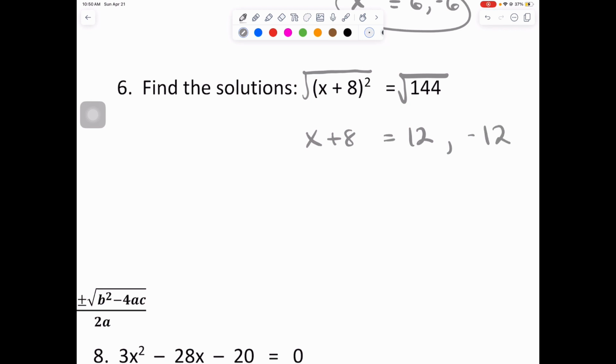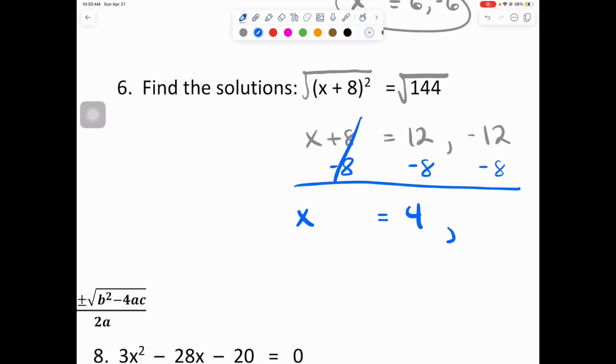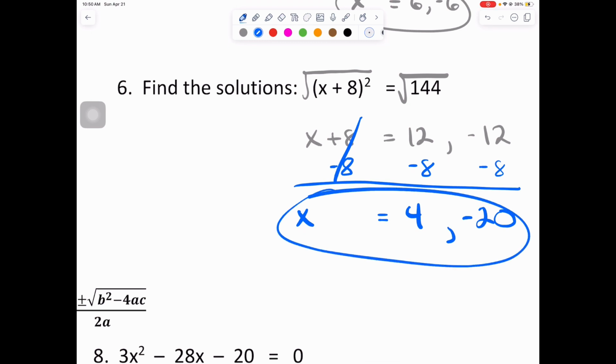I space it out for a small reason: we need to get x by itself. It's hanging out with plus 8. What shall we do? Yes, subtract 8. And what we do to one side, we do to the other side. Wonderful work. Your x comes down. 8 minus 8, get rid of it, equals 12 minus 8 is 4. Bring down that comma. Negative 12 minus 8 is negative 20. Go ahead and circle your answer.